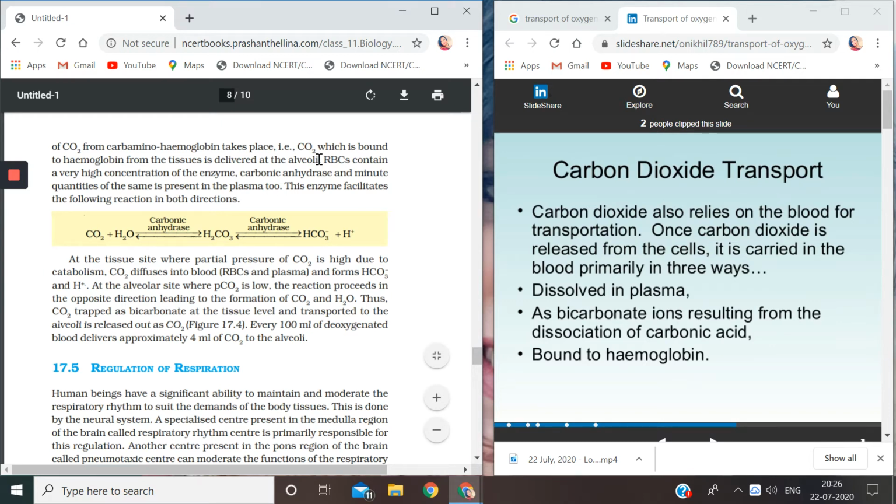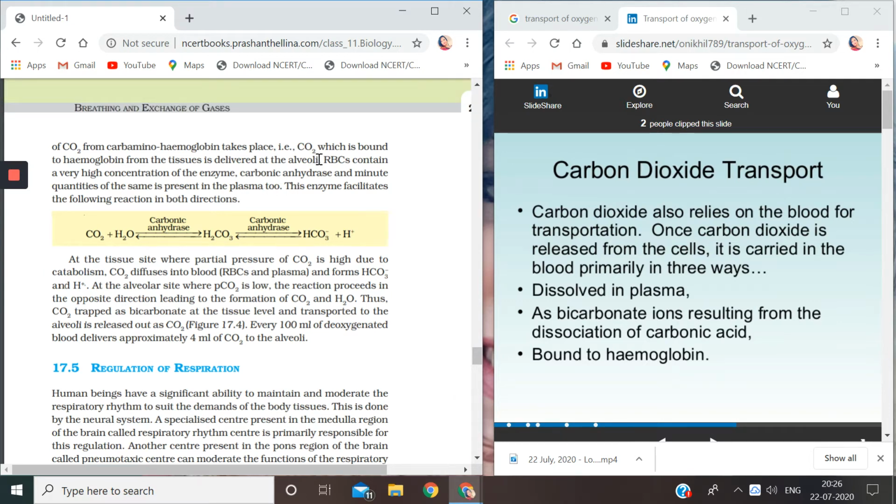the alveoli it will be thrown out from the bronchi to the trachea, and from the trachea to the nostrils and to the outside. So this is how dissociation of carbon dioxide will take place.